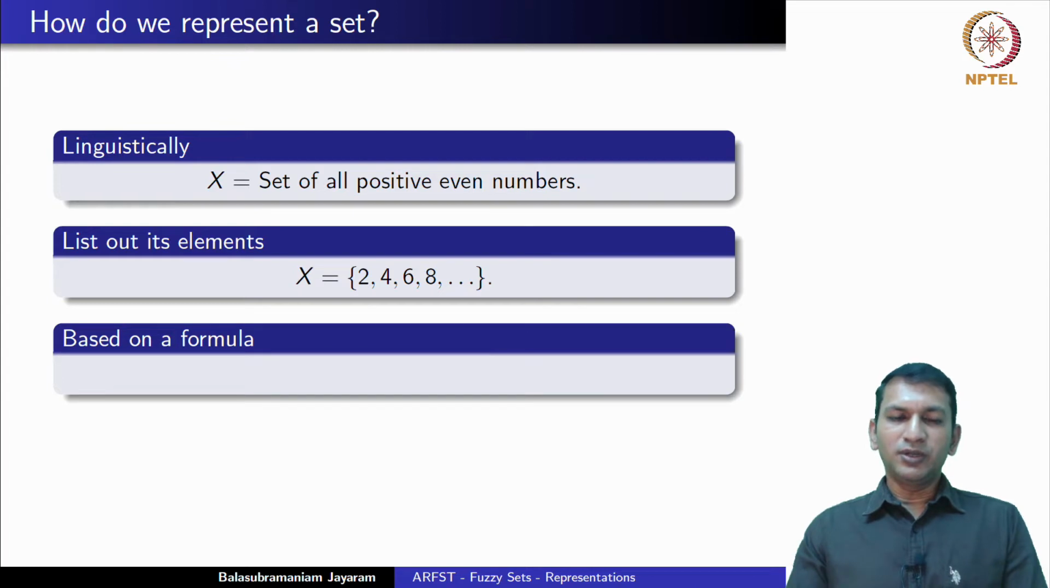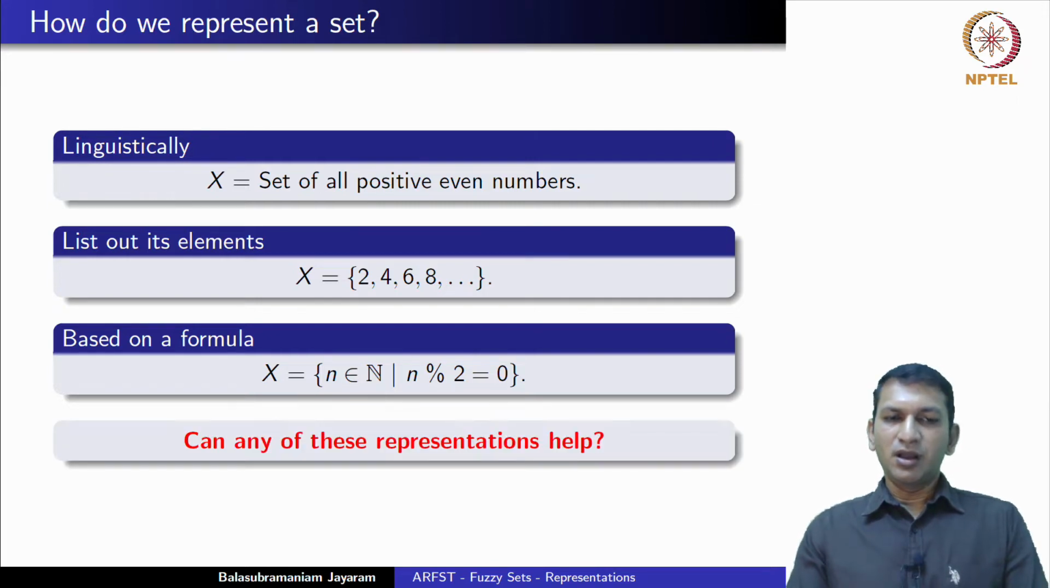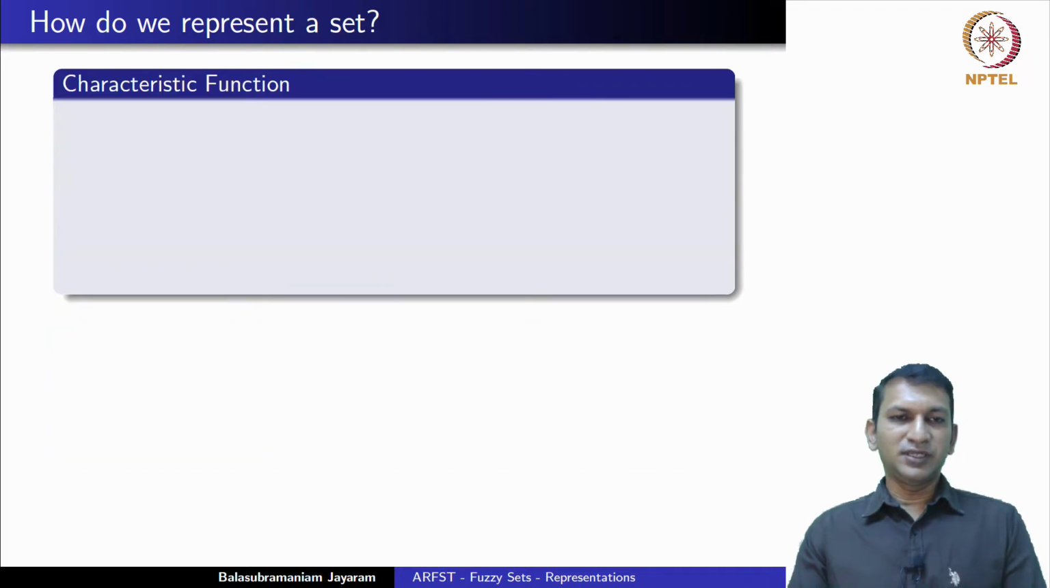We could also list out a set by characterizing it in terms of a formula. For instance, the same set X can be written like this: all those natural numbers which are divisible by 2. However, on closer scrutiny, it can be seen that none of these representations actually help us when we are trying to capture a vague concept. Thankfully for us, there is yet another representation of a classical set, that of characteristic function, which helps us in our goal.